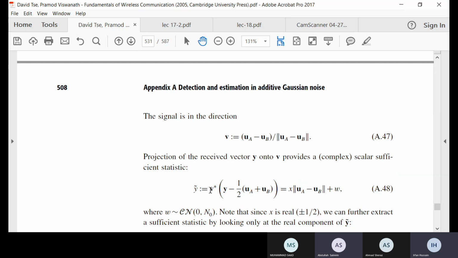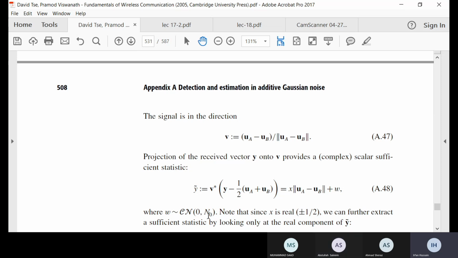And when I do this, as we saw earlier also, first of all, y minus half, you will get x(UA minus UB) plus W vector. When you multiply with B conjugate, this will become x(UA minus UB) plus W. Same thing will happen as we saw previously. All right, only it is now complex.